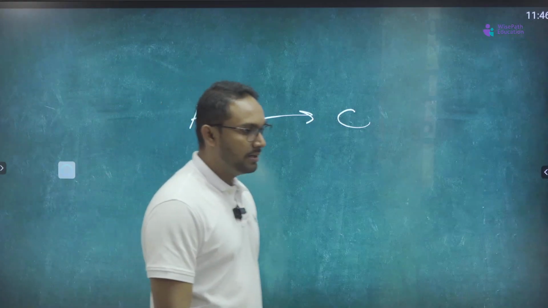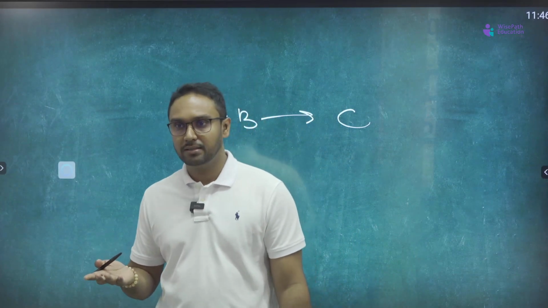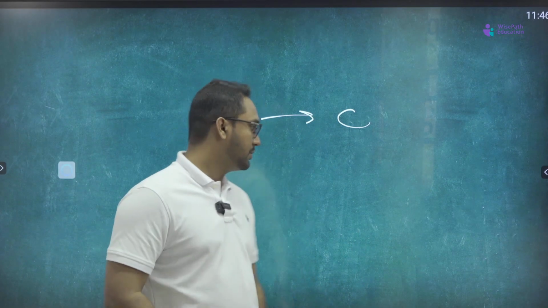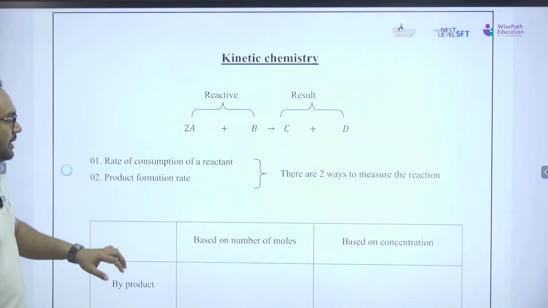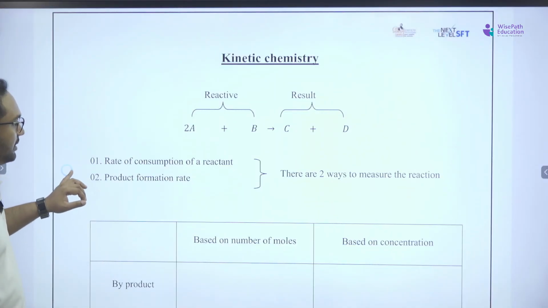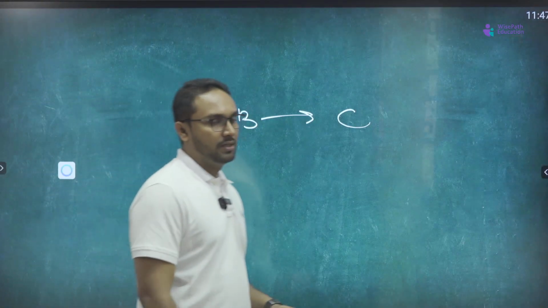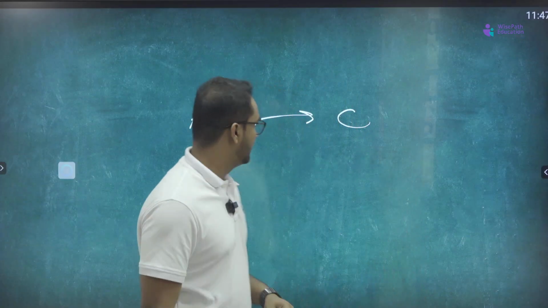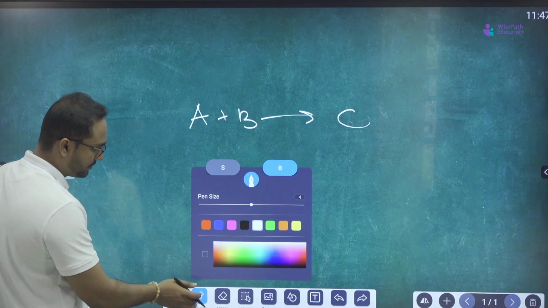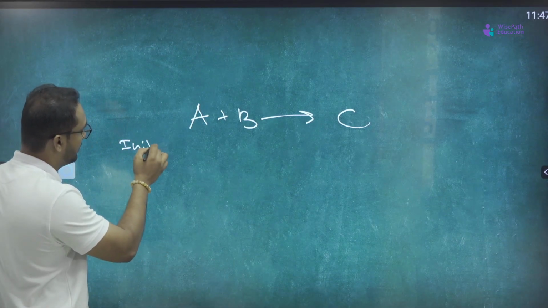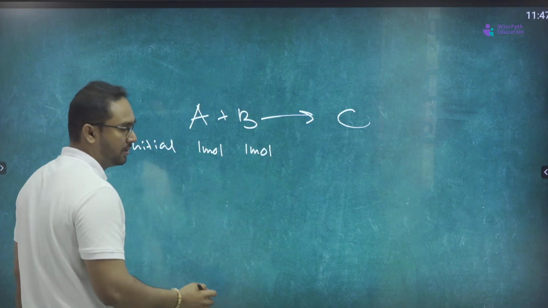So first, before that, we have to calculate it. How do I calculate the rate of reaction? So one is the consumption and the other is the production. If I come to the consumption of the reactants, we have to calculate it using the final amount of reactants minus the initial amount of reactants. It's something like this, right? Let's say initially there is 1 mole of A and 1 mole of B.